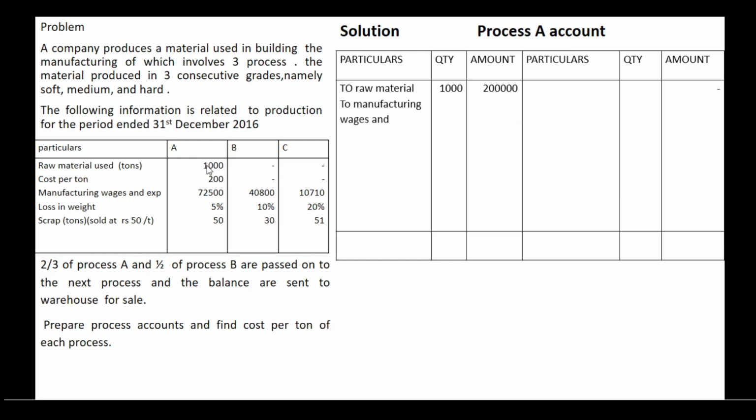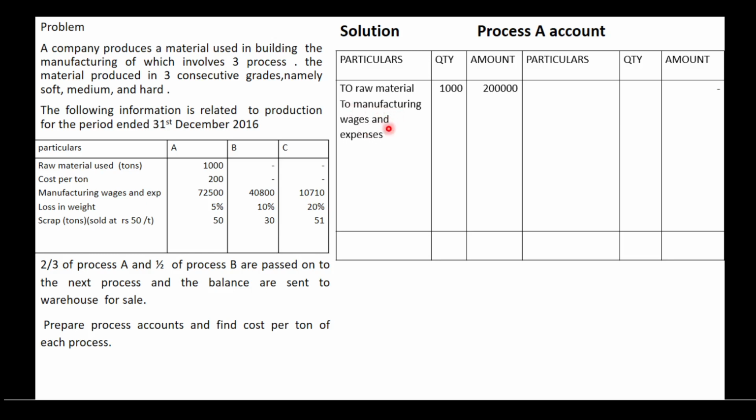So 1000 into 200, that is 2 lakh rupees. The number of tons is 1000, the cost per ton is 200. So now 1000 into 200, the amount is 2 lakh rupees. And the next one, manufacturing wages and expenses.